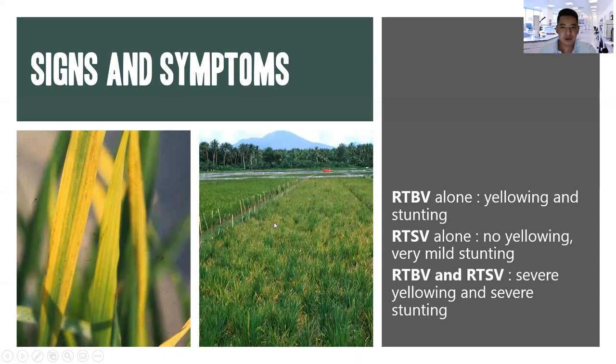Then, the other virus po, no yellowing pero mild stunting naman po yung binibigay niya. Then, both viruses po na nag-infect po or nagka-cause ng tungro virus can give a severe yellowing and severe stunting. So, ganun ka-destructive po sa ating rice field.